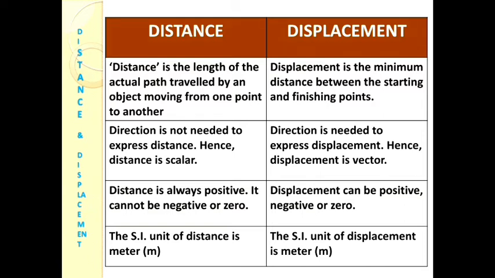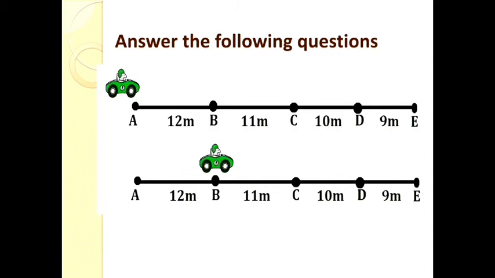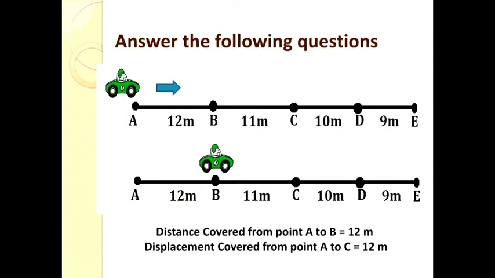Let's try to explain the third point with the help of some pictures. Answer the following questions. See, initially there is a car standing at point A. Now the car reaches point B. What is the distance and displacement covered by the car? The distance covered from point A to B is equal to 12 meters. And the displacement covered from point A to B is also 12 meters.